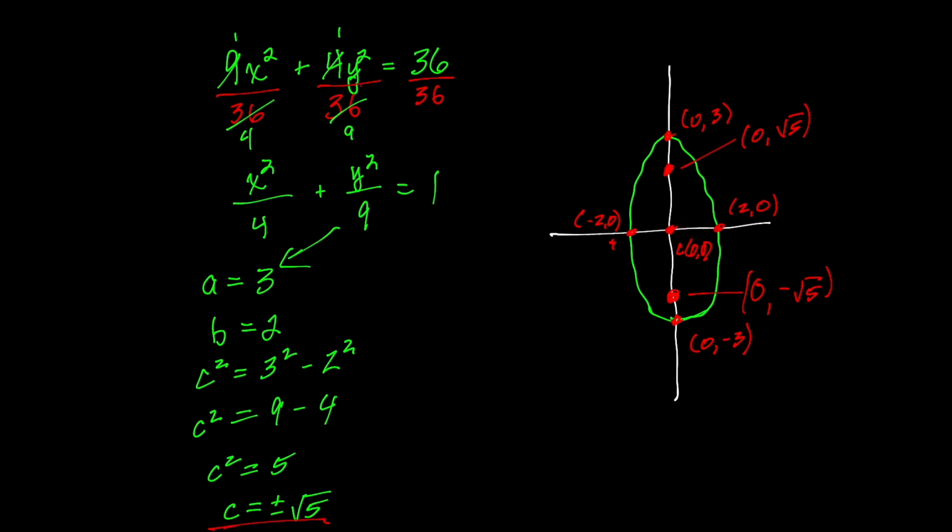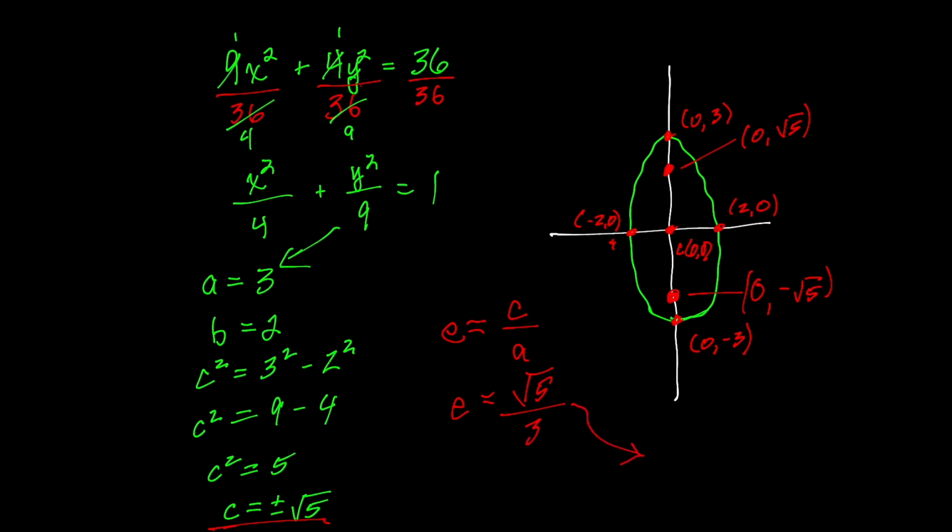And we got our c as plus or minus root 5 from our formula, c squared equals a squared minus b squared. All right, the last thing being asked for was eccentricity. So eccentricity is c over a. So c, square root of 5, but I'm going to take the positive, over a, which is 3. So this is the eccentricity.